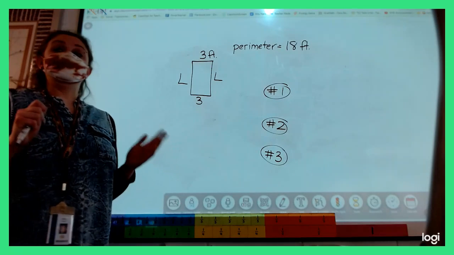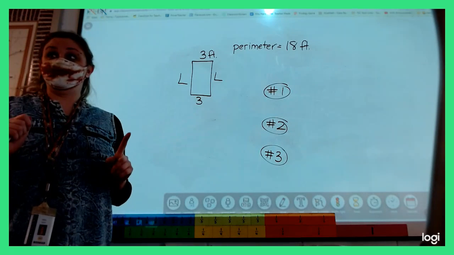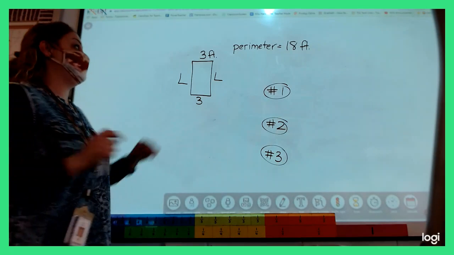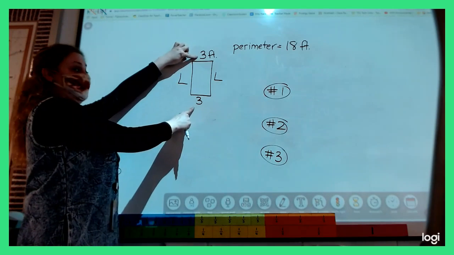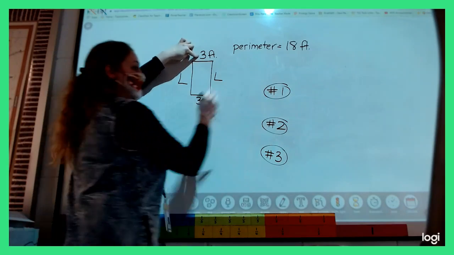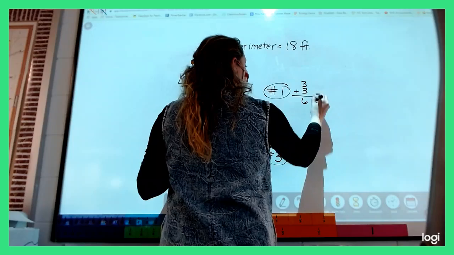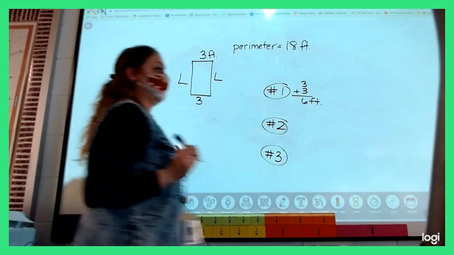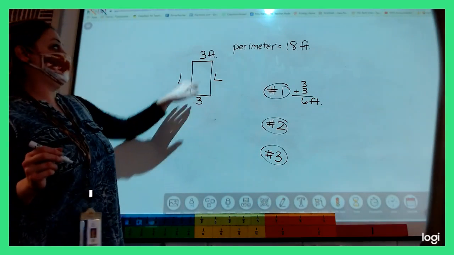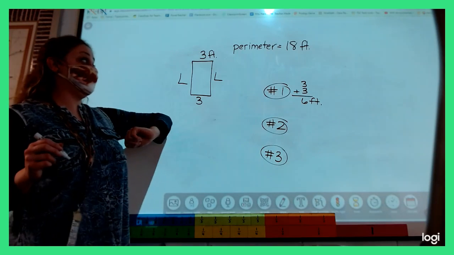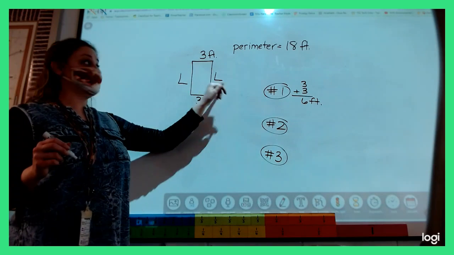All right, who can remember the first step? Emma? Add up the widths. Yep, we need to add up the numbers on our shape that we do know. So we've got a 3 and a 3. So number 1, I'm just adding them up. So 6 feet is taken out of the perimeter just from the width. So I know whatever's left will be my lengths, okay?